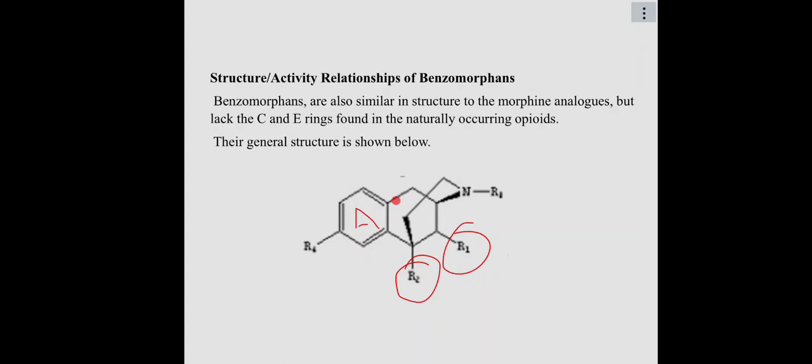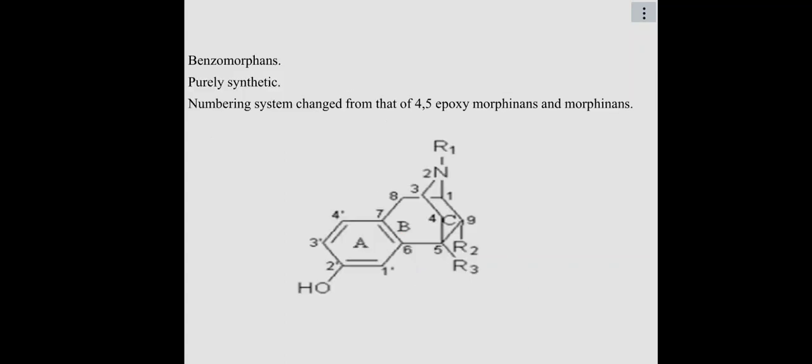This was our ring B, so we have removed ring C, and this was our ring D, and we have removed ring E. So now we can say we have A, B, C. Our piperidine ring, which was our ring D, now becomes our ring C. Of importance are the substituents found at these positions. Of course, since we have removed a whole ring, the numbering will also change.